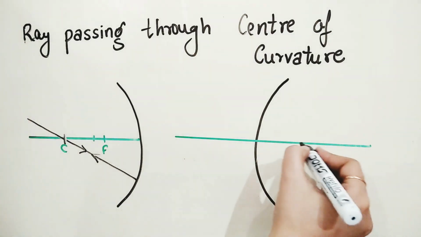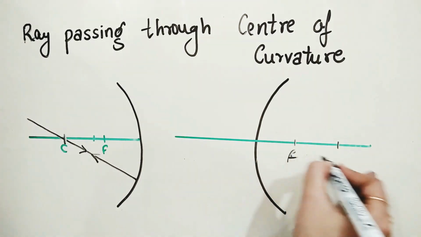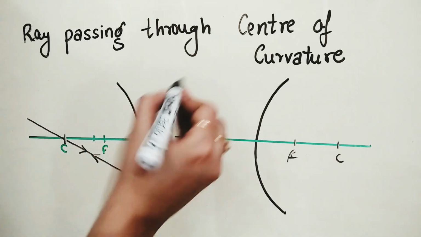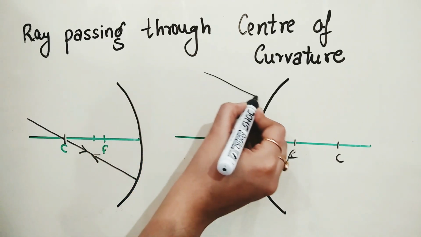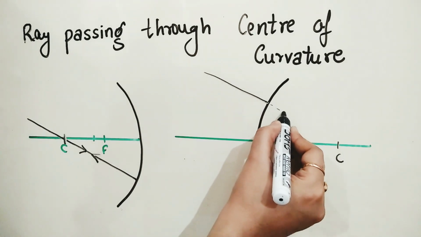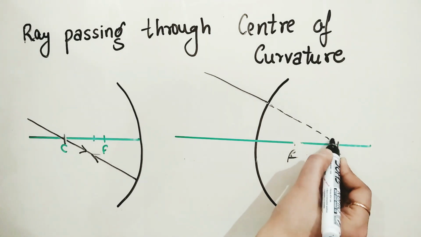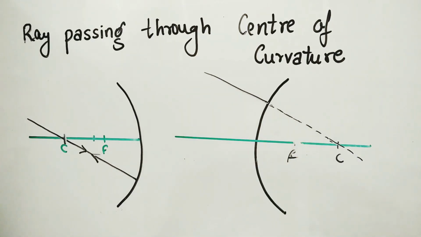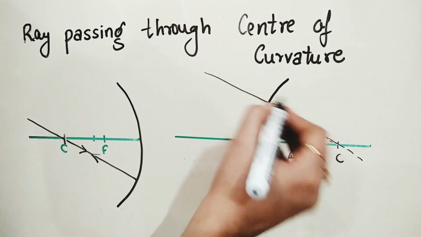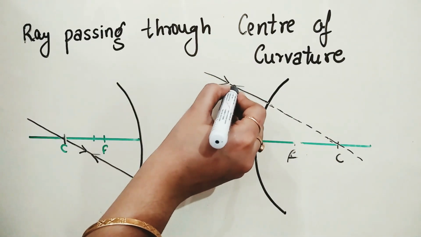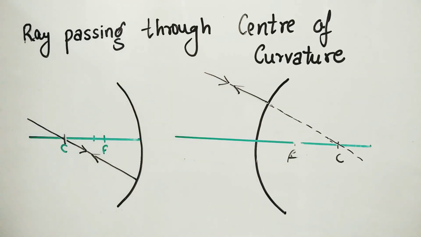Second case, again here, focus, center of curvature, we will make a ray which is coming like this and extend it up to this part in a dotted form, passing through the center of curvature. So for example, if this is the direction of the ray, then it is reflected back in the same direction, that is, it follows the same path, or we can say no deflection takes place.